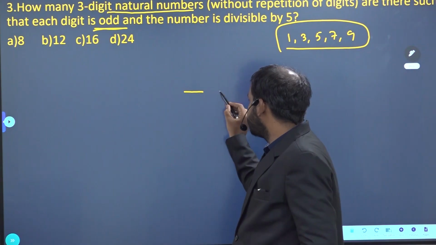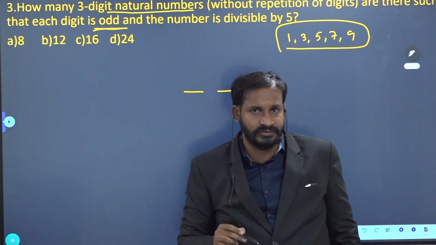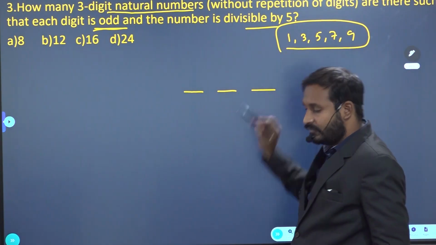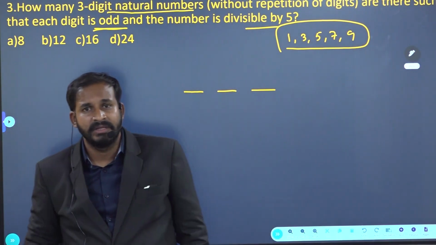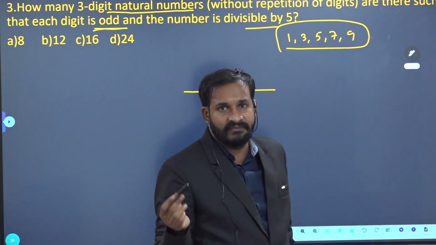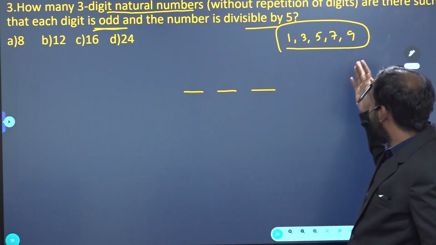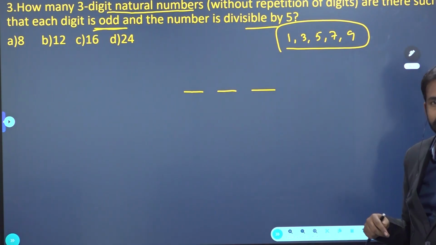So 3-digit numbers means 1, 2, 3 positions. Now please see here students, the number should be divisible by 5. What is the divisibility rule of 5? Any number which is divisible by 5 should have units digit as 0 or 5. But in our given case, there is no chance to take 0.